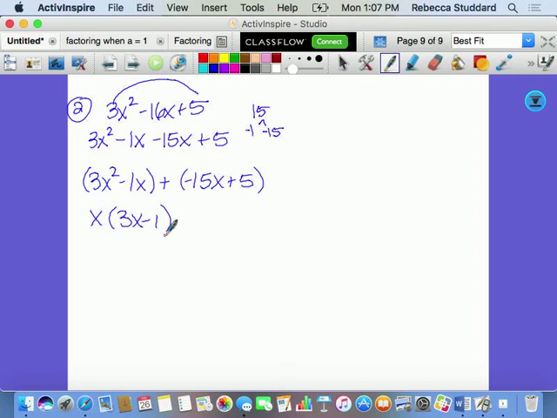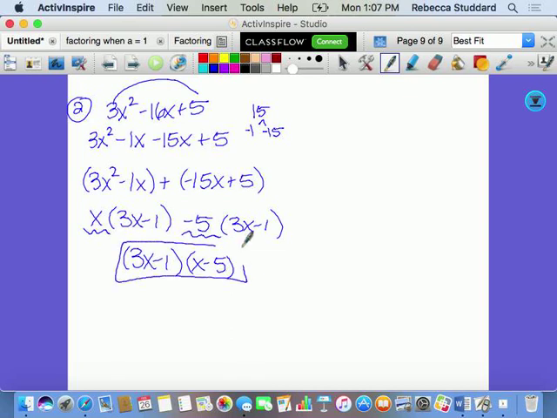What will we use for our GCF in the second group? 5, and because the leading term is negative, we'll factor out a negative with that. And we'll get 3x minus 1. And then finally, take out the new GCF, and you're left with x minus 5. How can I check my answer? I can FOIL. I can distribute it again. All right, this is the one for you to do.